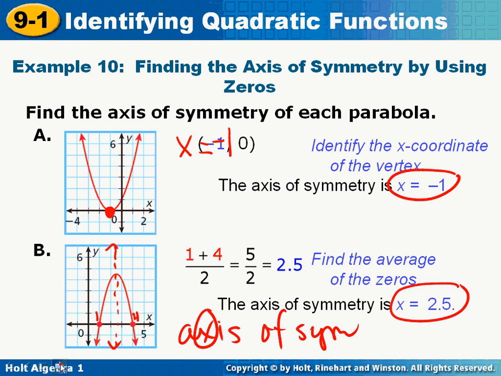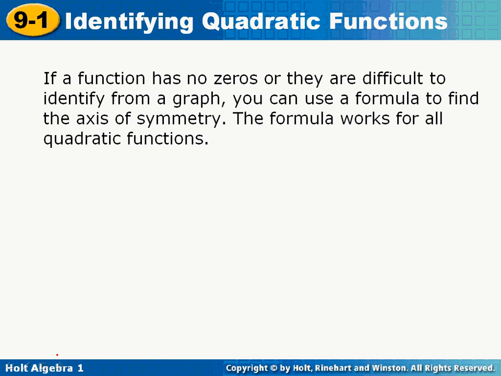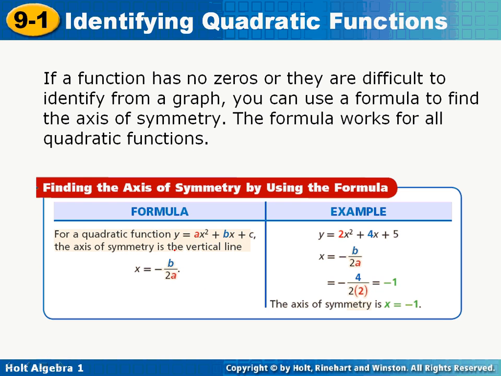All right, next problem. If it has no zeros, or if you can't find it from a graph, then you're going to use a formula, and this formula works for all functions. Okay, the formula is x equals negative b over 2a. A is the number in front of the x squared, B is the number in front of x, and C is the number on the end. It has to be in the correct order for standard form.